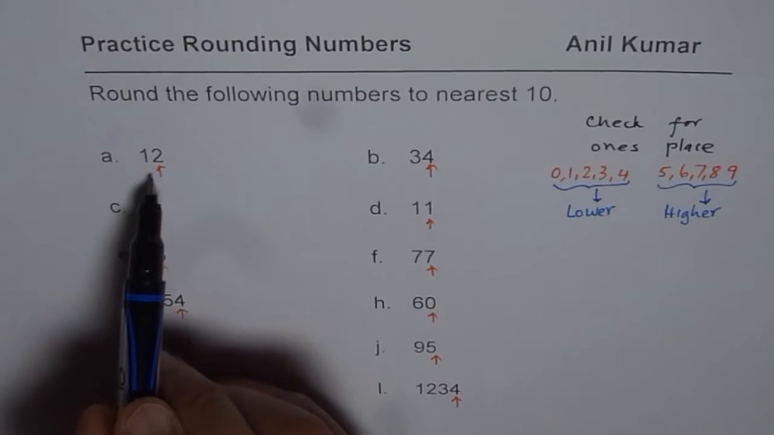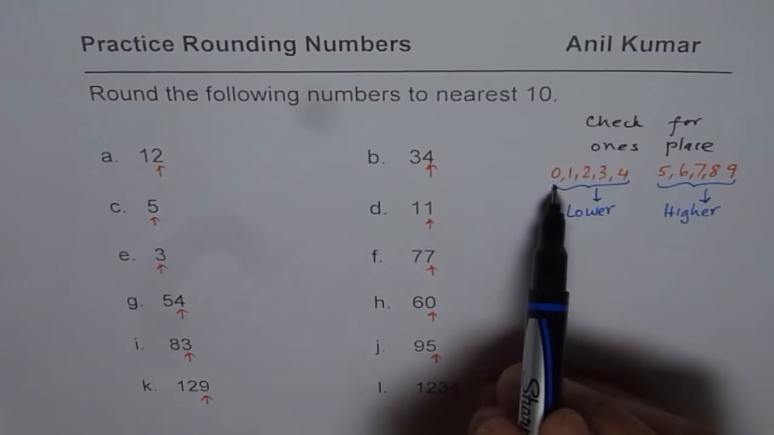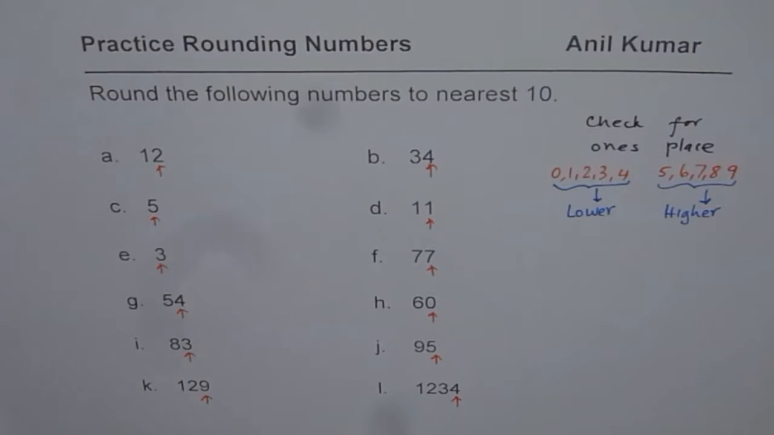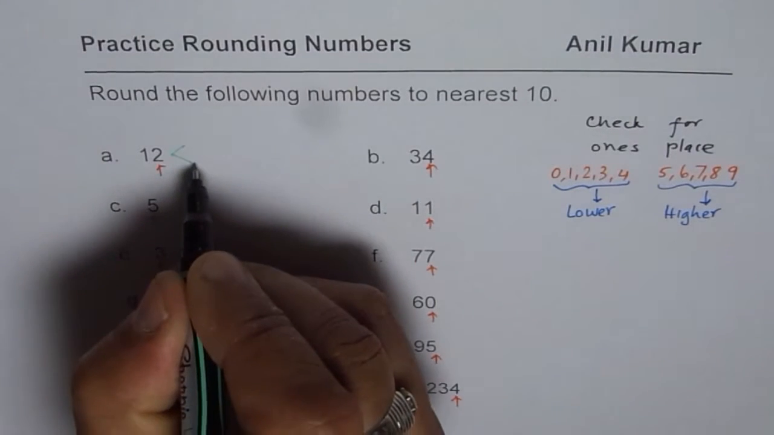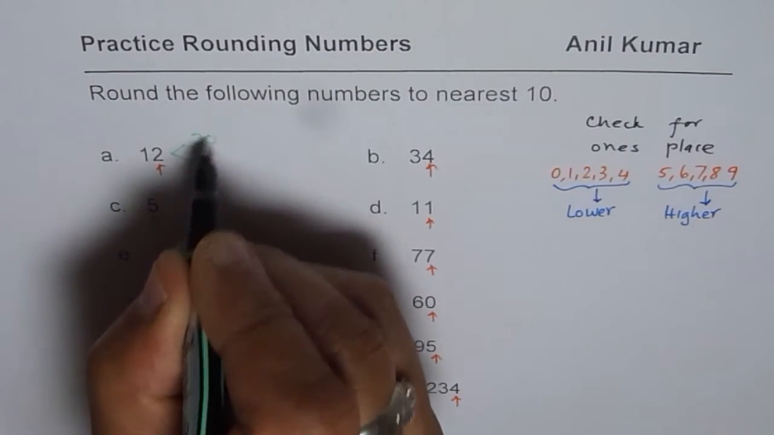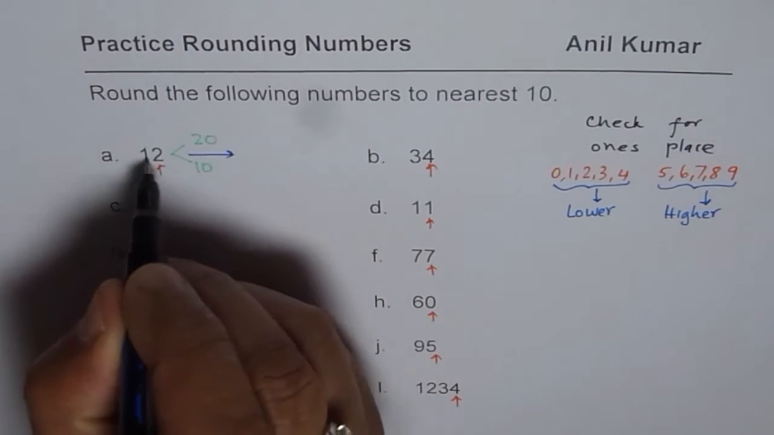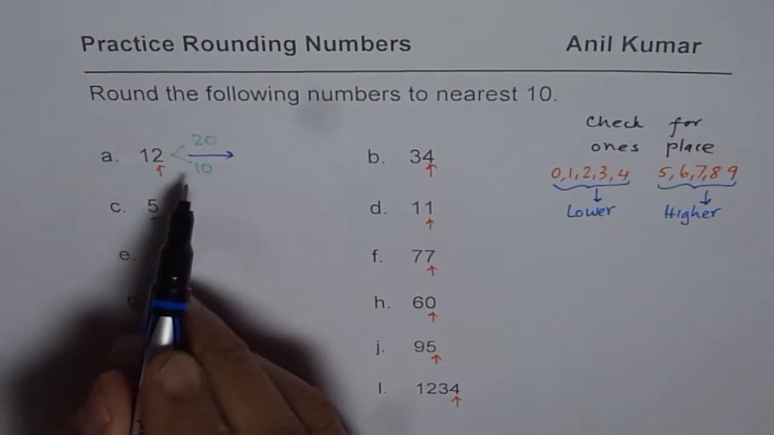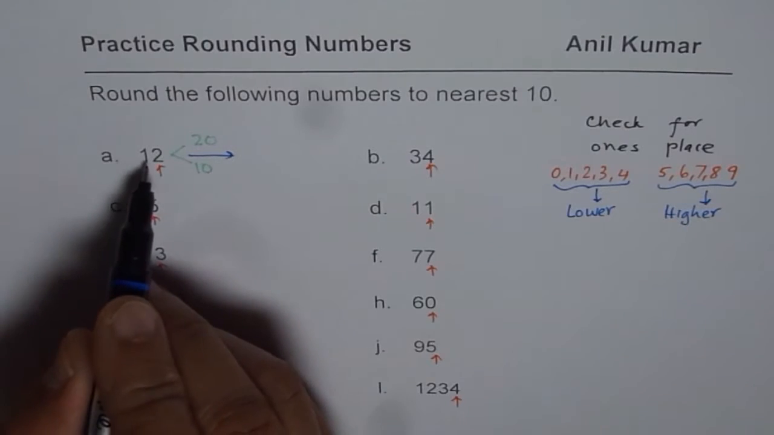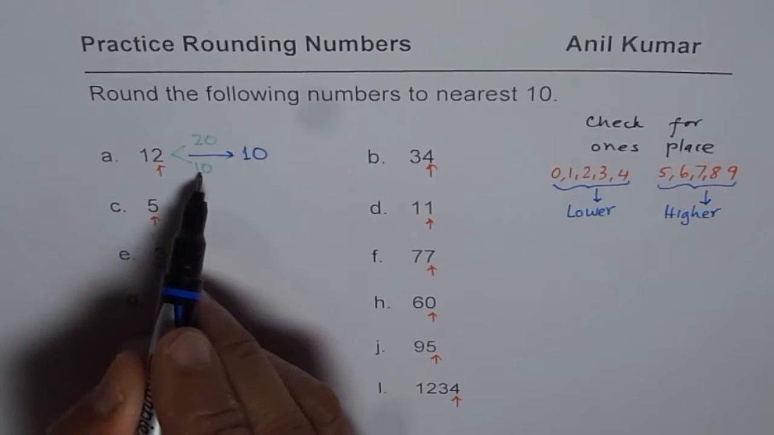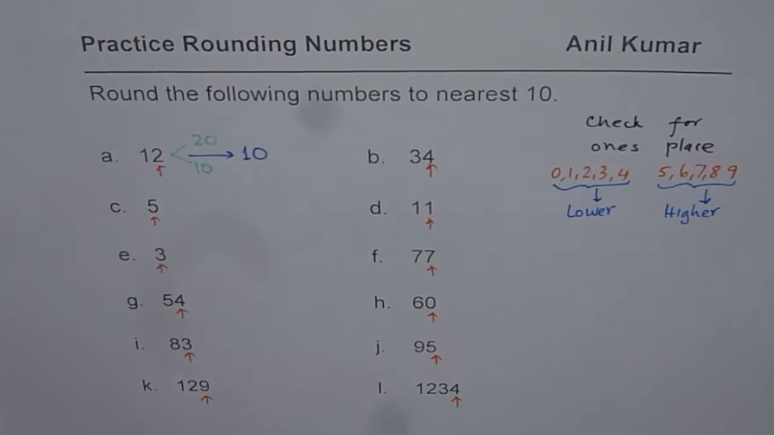Let's begin with 12. In the ones place we have 2. 2 is in the first group, so the number should be rounded lower. Lower means what? Well, 12 is close to 10 or 20. So these are the two numbers which we can round 12 to. Lower means the lower number, 10. 12 rounds to 10. That's the lower number, right? We say 12 is closer to 10 rather than 20. You get the idea, right?